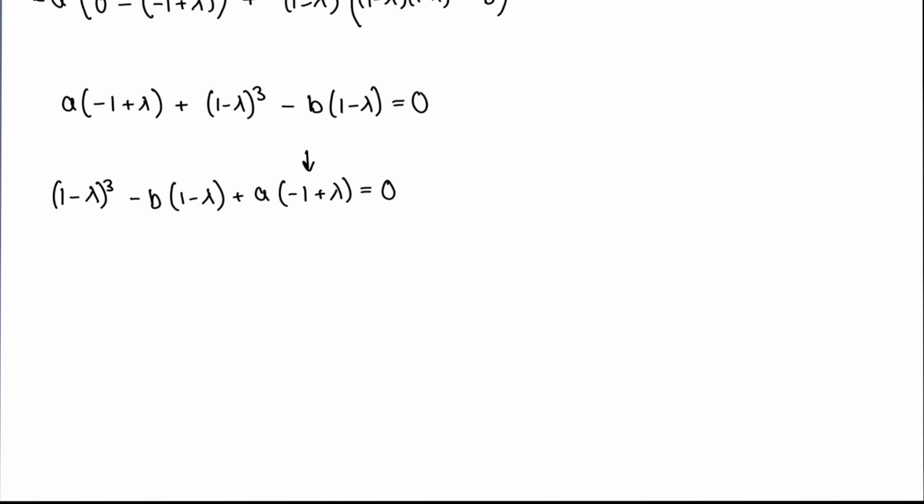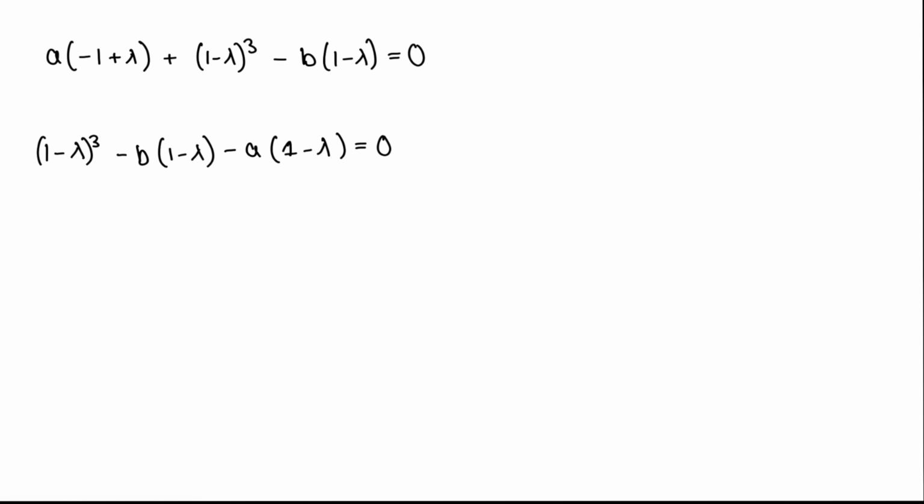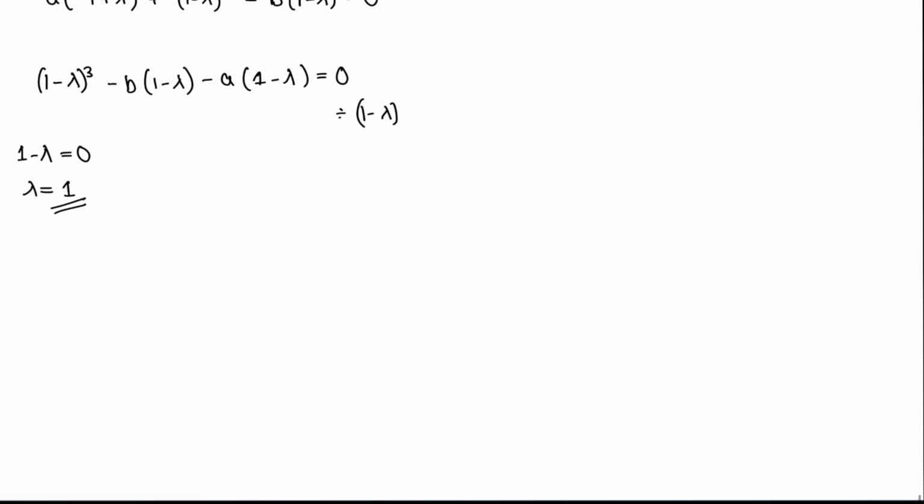What I'm going to do is change this bracket by taking out a minus. So this is now going to be minus A, and what's left behind in the bracket would be 1 minus lambda. So now all the brackets are 1 minus lambda, 1 minus lambda, and 1 minus lambda. So what I can say is 1 minus lambda is equal to 0, and then I can divide by 1 minus lambda. So we get one value of lambda is equal to 1, and we are left behind with 1 minus lambda squared minus B minus A is equal to 0.